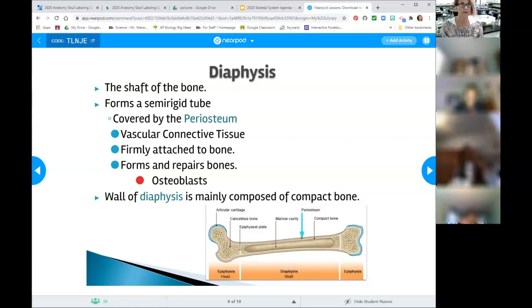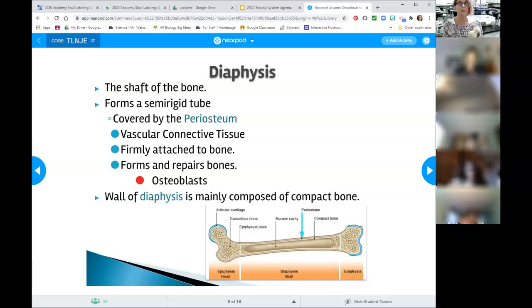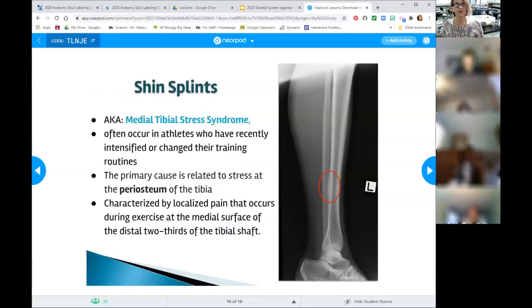So this is where we find osteoblasts. That's a new word. You saw it on one of your worksheets, though. Osteoblasts are bone-forming cells. So remember we mentioned osteocytes, the mature cell. The blast is the one that forms the matrix that covers them, okay? We know that the wall of the diaphysis is compact bone.